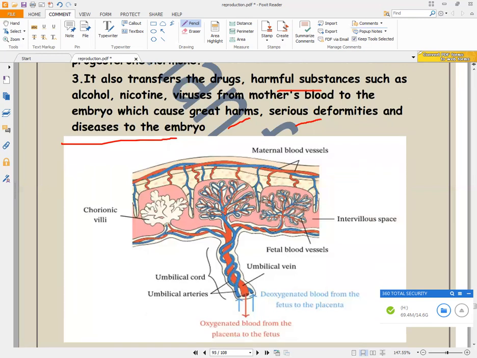So if you look here, you will find what? You will find here a group of blood vessels and also chorionic villi, and also you will have here the maternal blood vessel. So the blood vessels of the fetus and also the mother, all of them are attached to each other. No, they can only touch each other. So the substances can pass by diffusion only, okay?